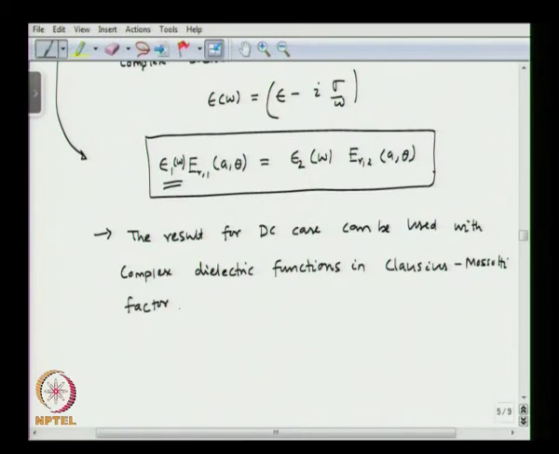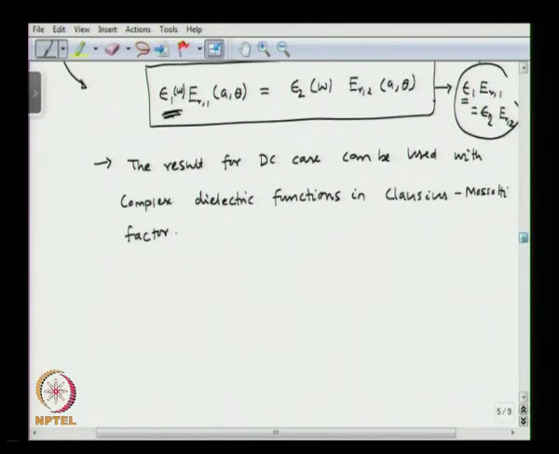Okay. So, this we can do, because this equation is similar to our DC case where we saw epsilon 1 E r1 equal to epsilon 2 E r2. So, this is what we saw in DC, okay. So, the only difference is that this dielectric constant is replaced by the complex dielectric function, okay. So, we can write down the dielectrophoretic force for the AC case, which is a function of, let us say, r0 and t, okay.